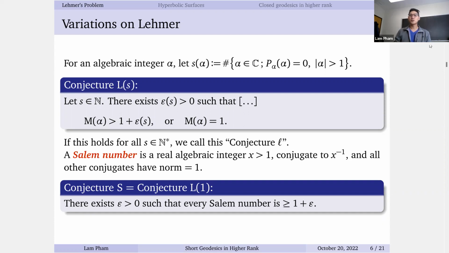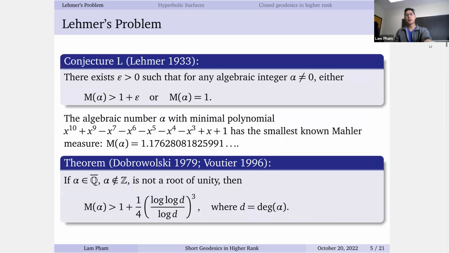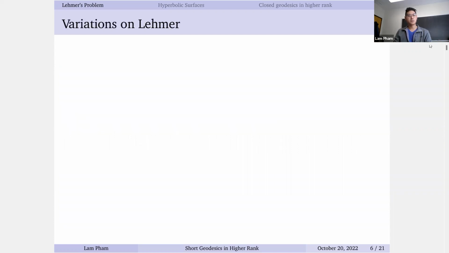Because the smallest Mahler measure known is that of a Salem number. Sorry, the lemma polynomial that I referred to here, this polynomial that has the smallest Mahler measure, it should have been written. It looks like it went away. But this polynomial is called the lemma polynomial. The alpha corresponding to it is actually a Salem number. So all the roots of this polynomial are on the unit circle except two, one being alpha, which is greater than 1, and one being its inverse.